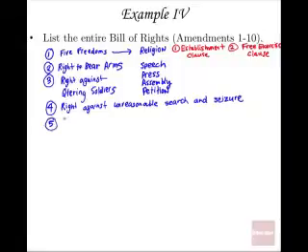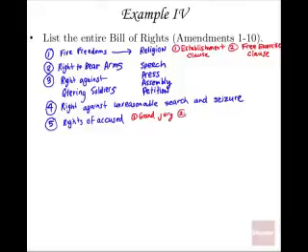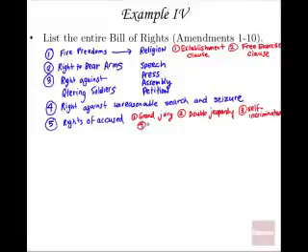The Fifth Amendment has to do with the rights of the accused. Now, what are the rights of the accused here? The rights of the accused are grand jury, double jeopardy, the right against self-incrimination, and then again, the idea of due process, that you're going to get a fair trial.